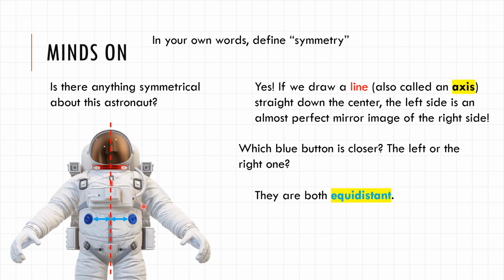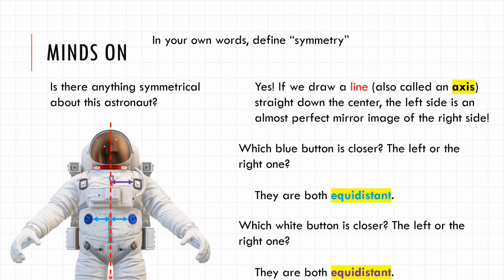Before we do so, let's take a look at one other question here. Which of these white buttons is closer to the axis of symmetry here? Hopefully you're able to come to the same conclusion that I am, which is that they are also both equidistant. And that's the idea behind an axis of symmetry. If there's an object to the left of the axis of symmetry, there will be the exact same object to the right of it, the exact same distance away as well.